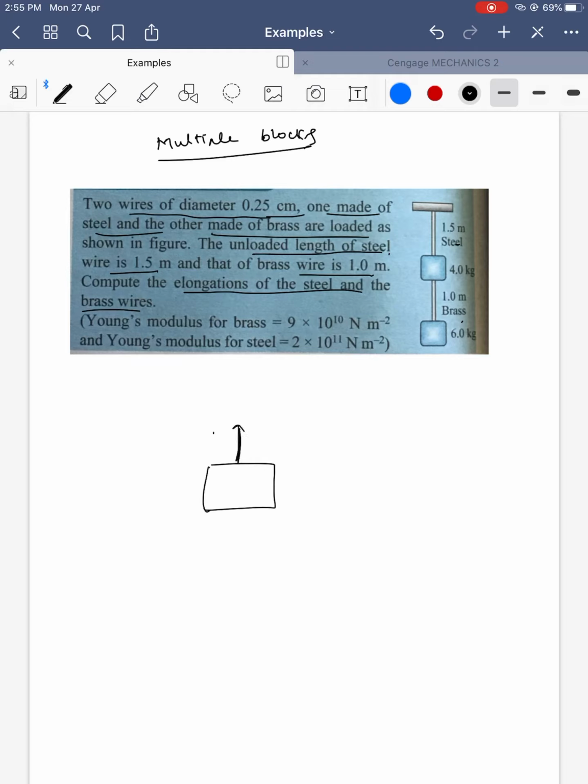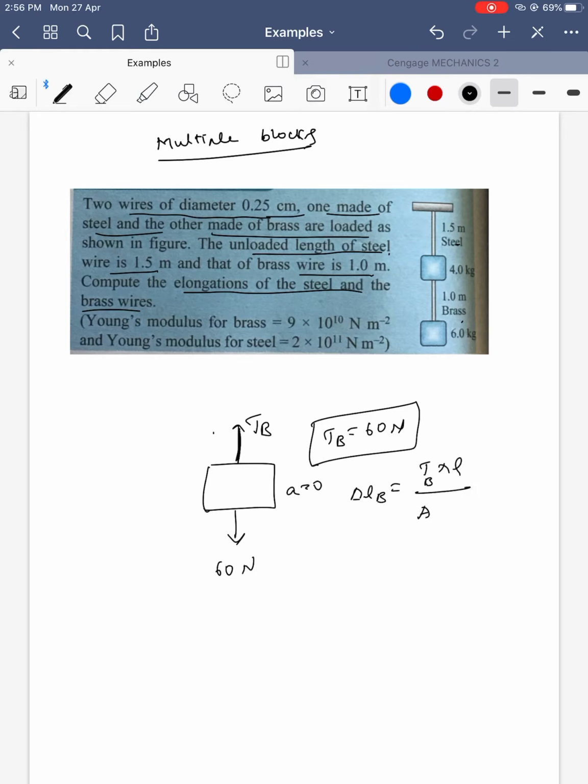this is the brass, tension in the brass and in the downward direction 16 Newton is acting. So TB is equal to 16 Newton, tension in the brass, because acceleration is equal to 0. Elongation in the brass, delta LB, is equal to TB into L by area of brass into Young's modulus of brass. Calculate delta LB.